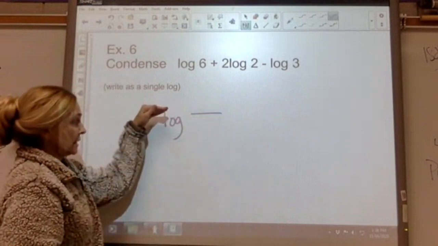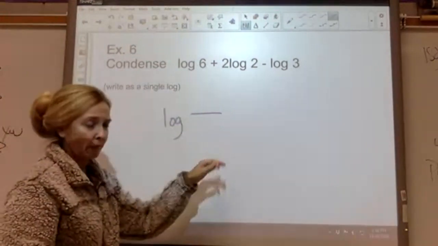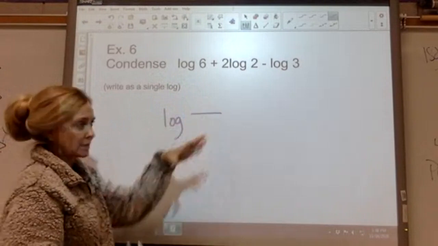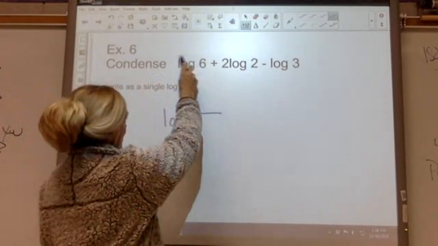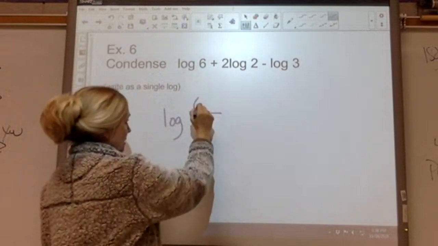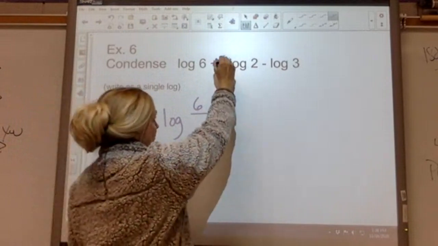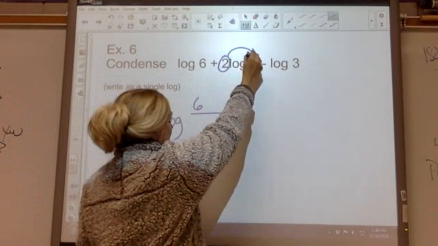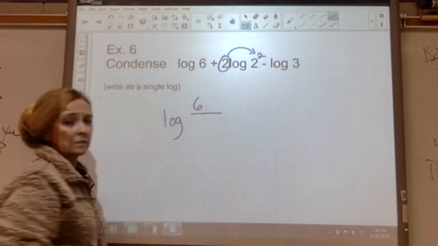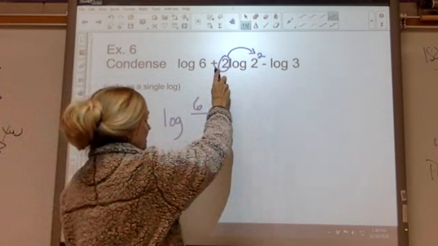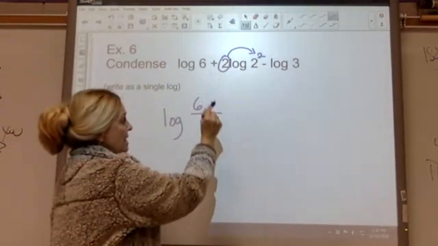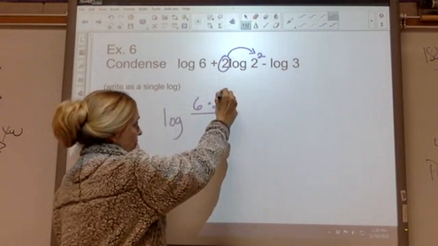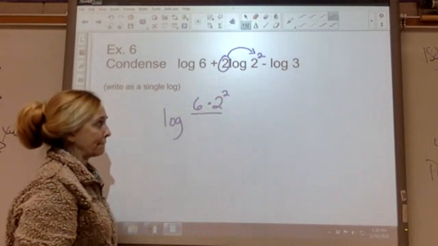Notice it's not log of something over something. The log is out here to the side. I'm taking the logarithm of a fraction. So the 6, this part is positive, so 6 goes on the top. This 2 in the front is going to move, because everything is going backwards now. This is becoming the exponent of this 2. And because this is positive, it's also going in the numerator, and it's going to be multiplied by what's already here. So then I have 6 times 2 squared.